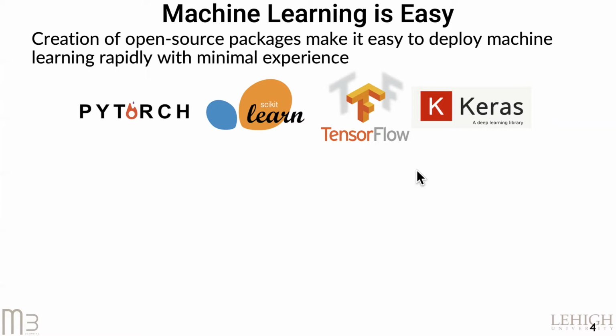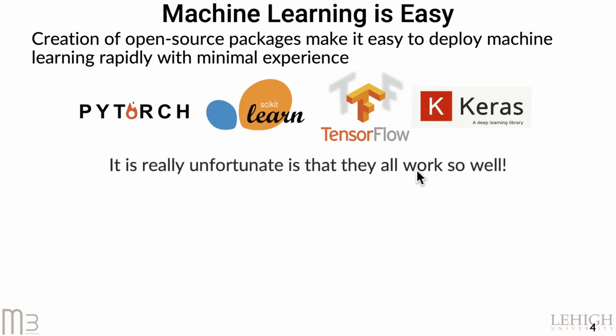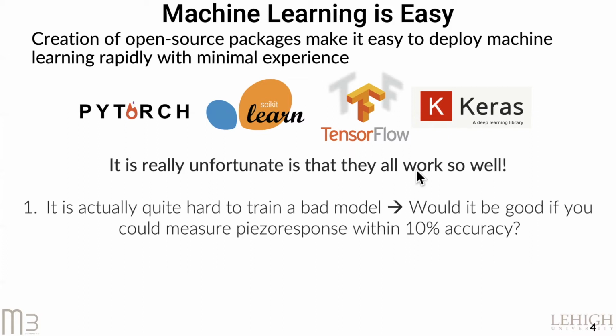And this has been made very, very easy by a collection of open source packages, including PyTorch, scikit-learn, TensorFlow, Keras, which make it really quick and easy to deploy these machine learning approaches with very minimal experience. The problem is that it's really unfortunate that machine learning tends to work so well. It's actually quite hard to train a bad machine learning model, particularly when you start to talk about large models that can be over-parameterized. Even small models, it's relatively easy to get accuracies that appear good, for instance, within 10%, that maybe are not encoding the physics in the most appropriate way.